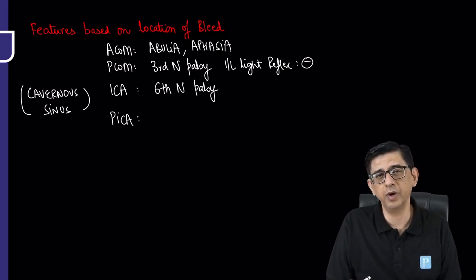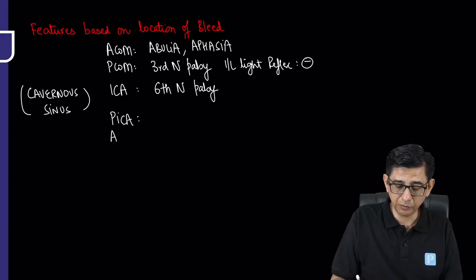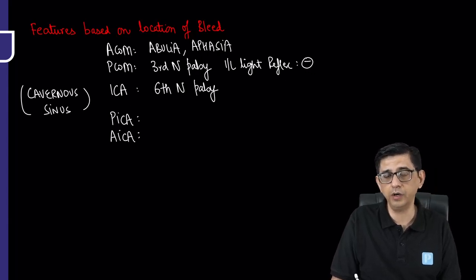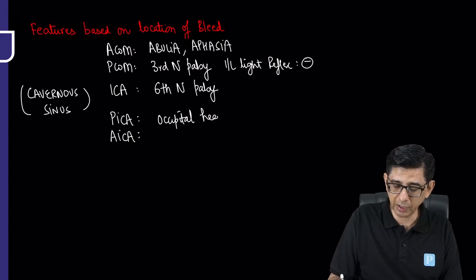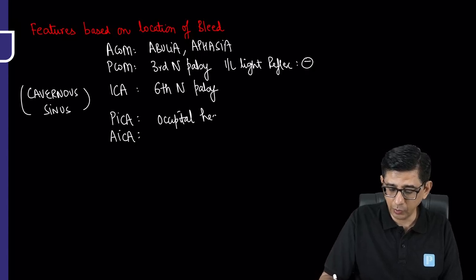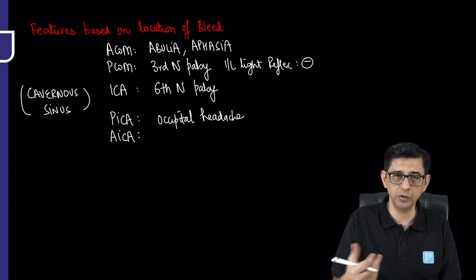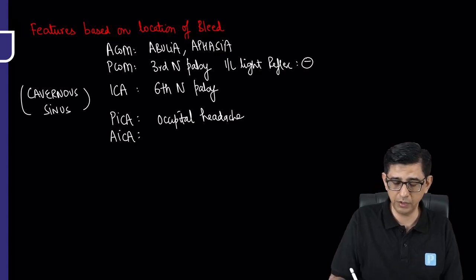In contrast, if the berry is located posteriorly, that is PICA, which is a branch of the vertebral artery, and AICA, that is anterior inferior cerebellar artery, which is a branch of the basilar artery, then in those circumstances the headache of the person will be described as an occipital headache, primarily because the anatomical location of these blood vessels is posterior circulation. I said PICA is a branch of vertebral artery, AICA is a branch of basilar artery, both are posterior circulations.